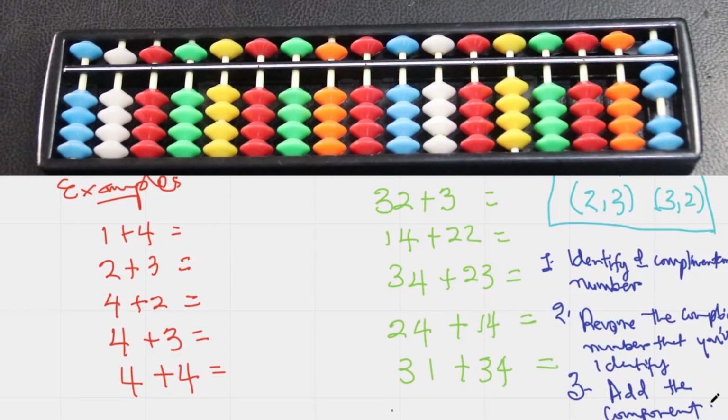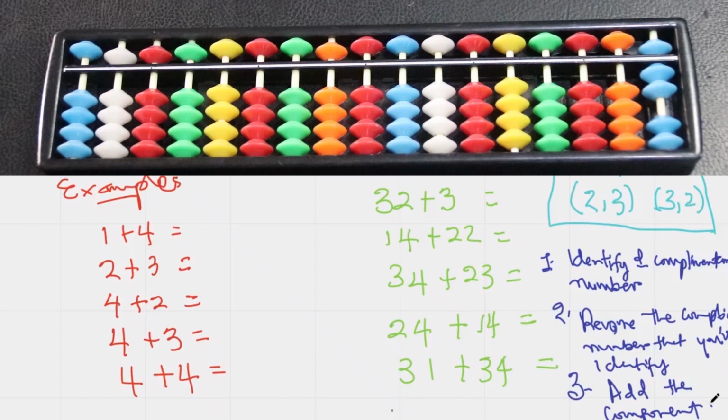So what you need to master is, what's the 5 component of 1? 4. What's the 5 component of 2? 3. What's the 5 component of 3? 2. What's the 5 component of 4? 1. You need to master that, so that any day I ask you, what's the 5 component of 4, you must be able to say it's 1. Very simple.